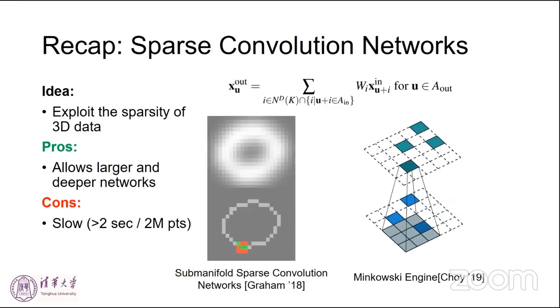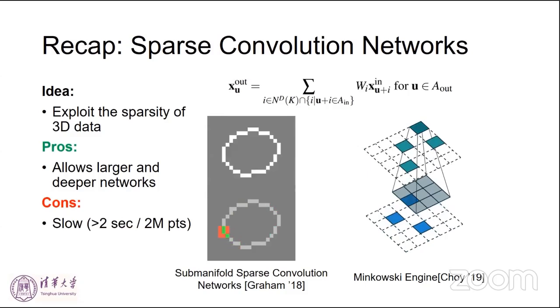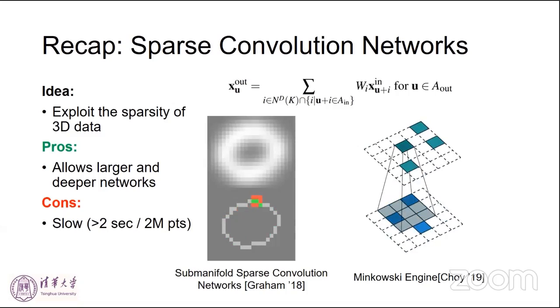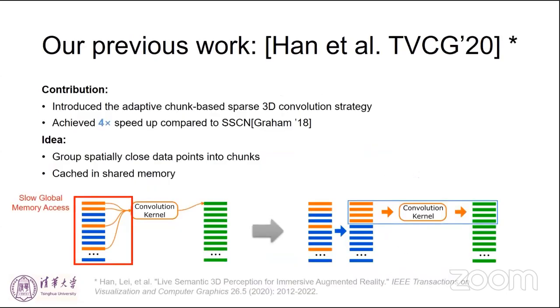However, in practice, both submanifold sparse ConvNets and the Minkowski engine require over 2 seconds to process around 2 million points, which is not enough for real-time prediction and fast training. So our previous work tried to address the performance issue of sparse ConvNet. We introduced the adaptive chunk-based sparse 3D convolution strategy and achieved a 4x speedup compared to SSCN. And this is the basis for this work, OcuSeg.